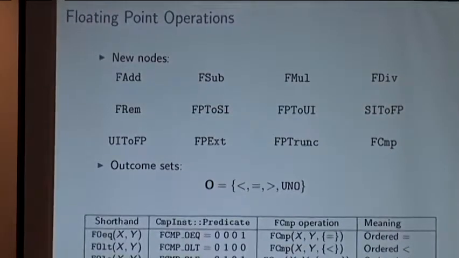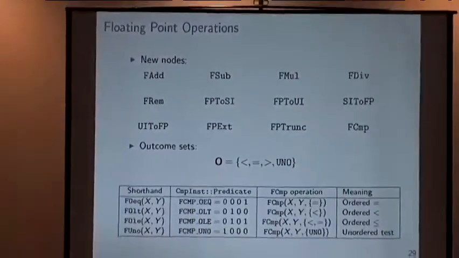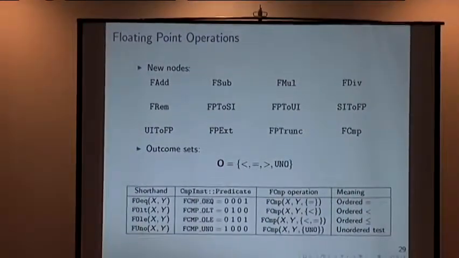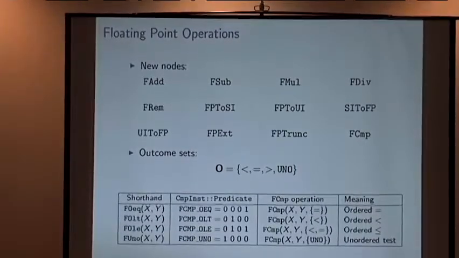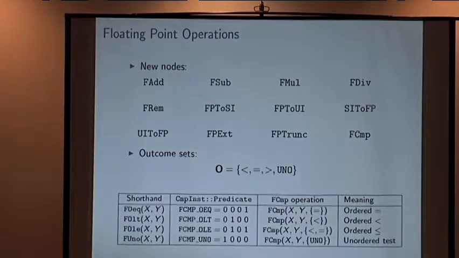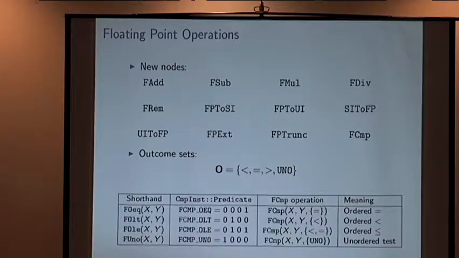So to support floating point operations, we added 12 new operation nodes, which cover floating point arithmetic, conversions between floating point and integer values, conversions between floating point precisions, and a floating point comparison operation. We added a concept of outcome sets for the purpose of the floating point comparison operation. This was in order, as you'll see, to help us simplify the floating point comparison operations.